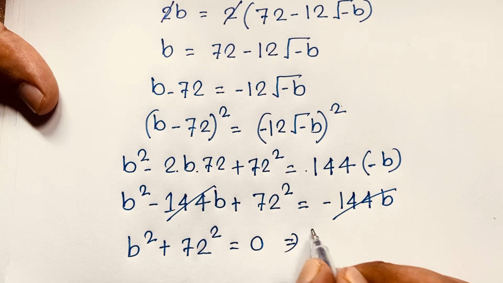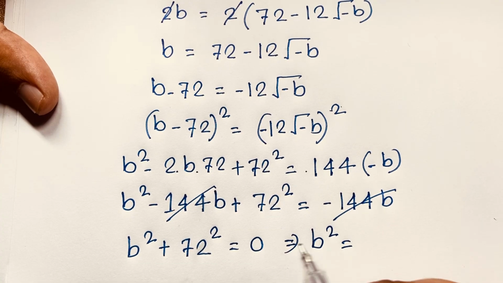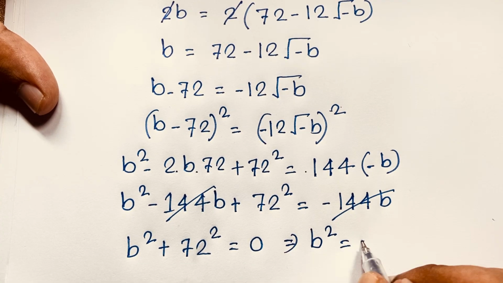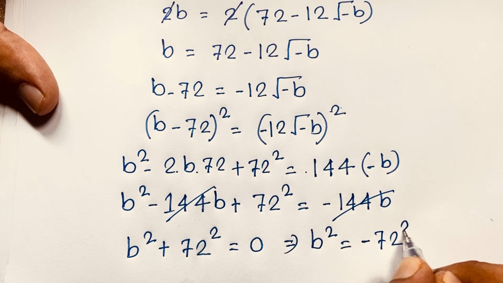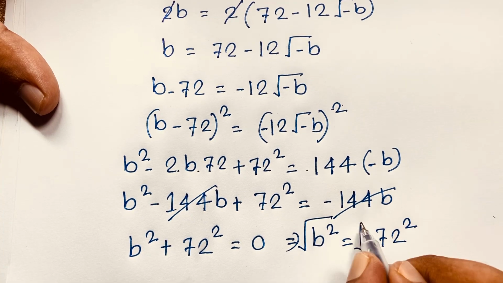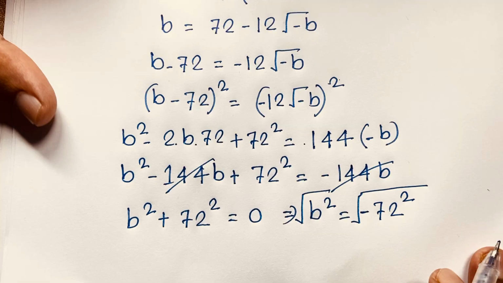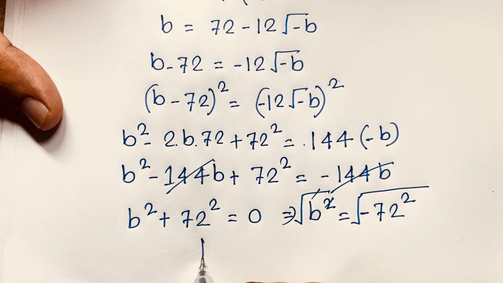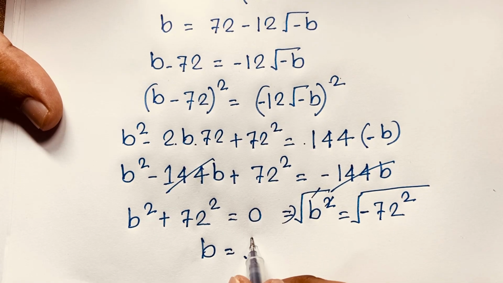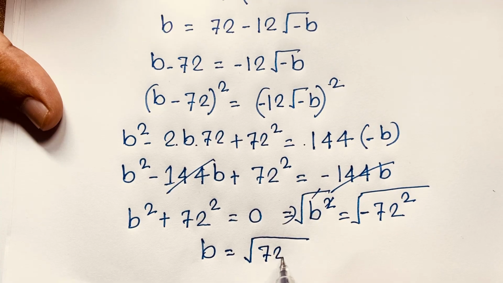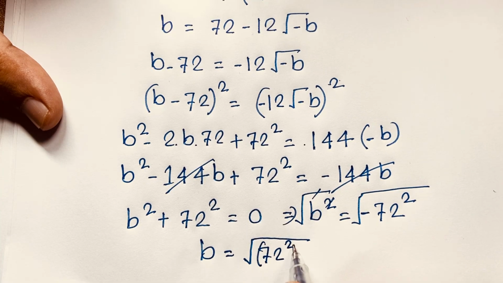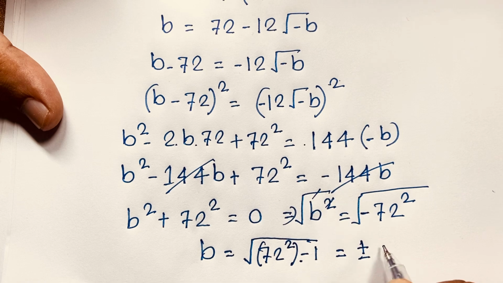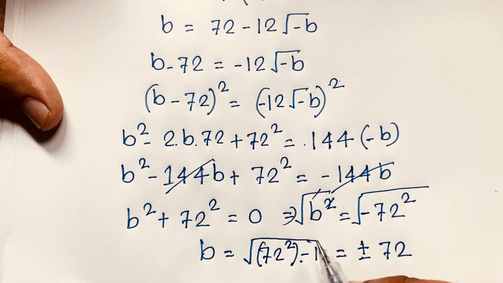Now at this moment here b square is equal to, if I move this below to this side, it will be minus 72 power 2. Then I use both sides square root. Then at this moment you can say the square root is cancelled, we'll find out it will be b, and here square root 72 power 2, and here is negative 1 times negative 1. Then plus minus is cancelled, square root is cancelled.